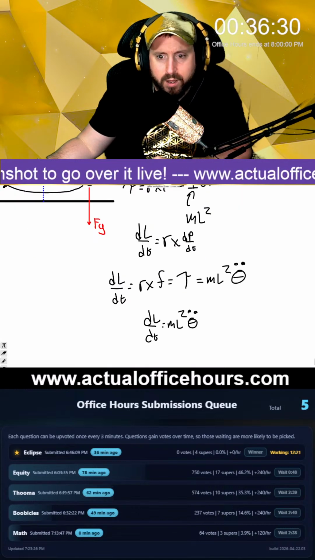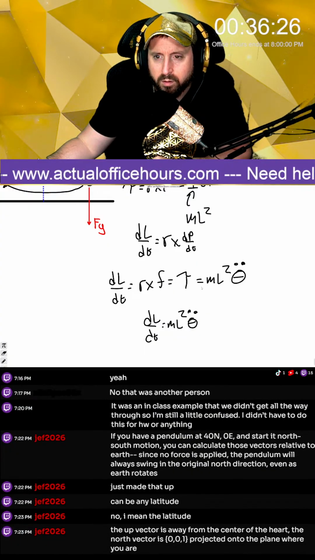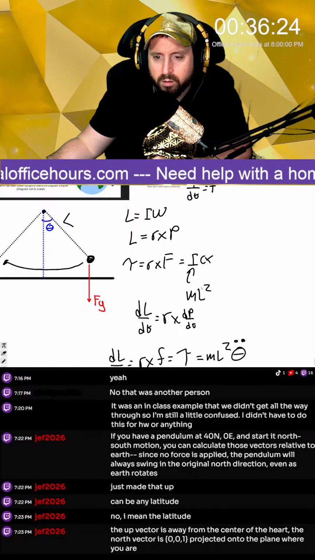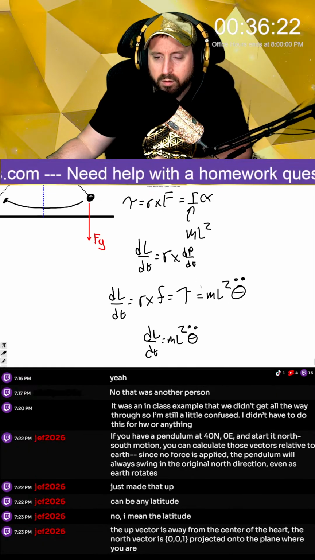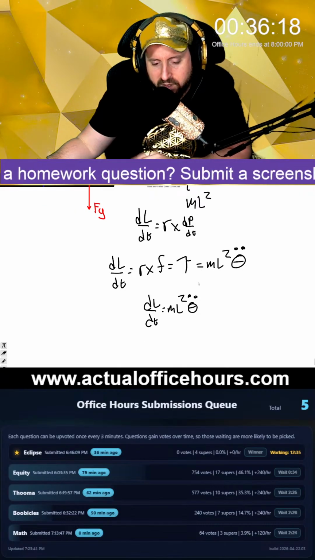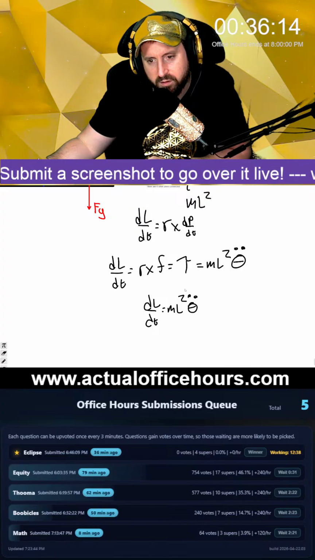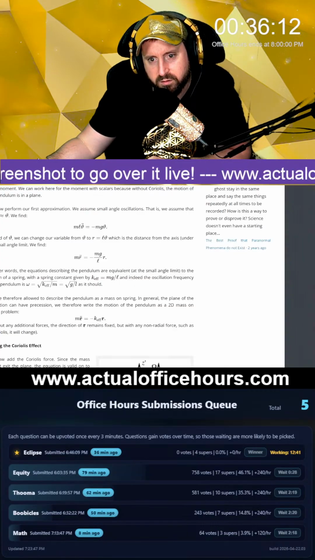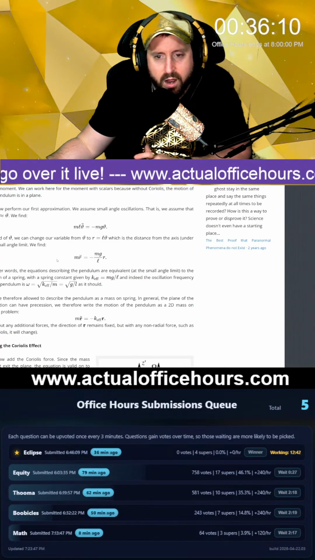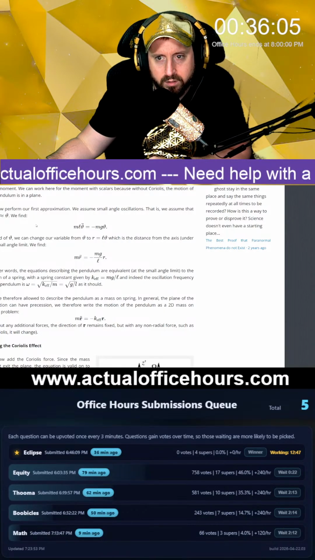Where do they get the mg over L? Sorry, where does that come from? Trying to remember. How do we get square root of g over L from this? I've seen that in one of the pendulum equations a lot. Yeah, I know it's square root of g over L. I know what it should be with the omega, but I'm confused how they get to that.